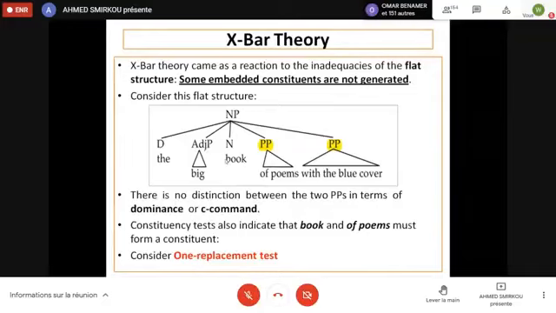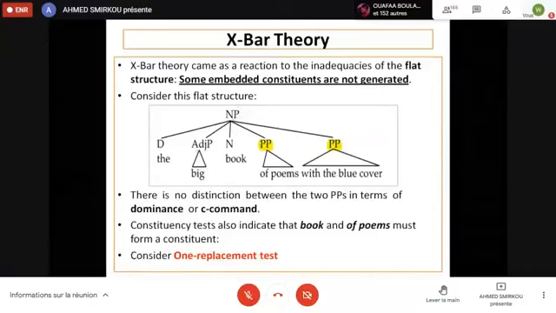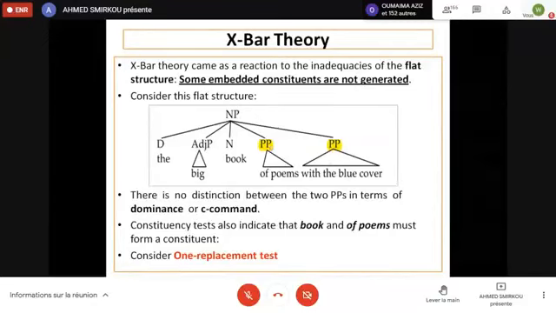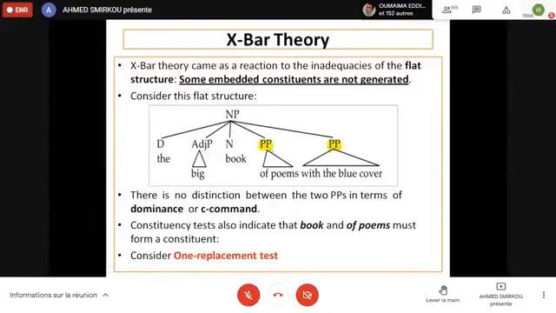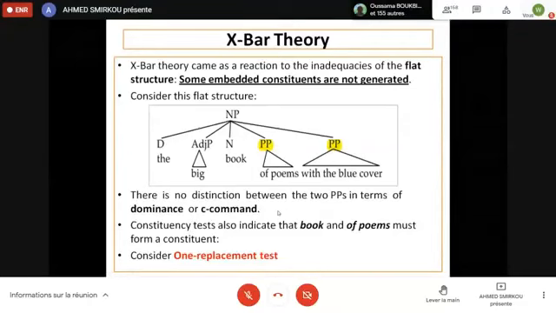Okay? Now look at this tree. The NP, determiner, adjective phrase, noun, preposition phrase, etc. The whole is one constituent. How many constituents do we have here? We have the NP, the whole, the big book of poems with the blue cover. This is the largest constituent. And we have the adjective phrase constituent within the NP. We have the preposition phrase as a constituent. We have the second preposition phrase as a constituent. However, the claim of X-bar theory is that there are other smaller constituents, okay, that are not realized here. Now let's find them. Let's use one replacement test.